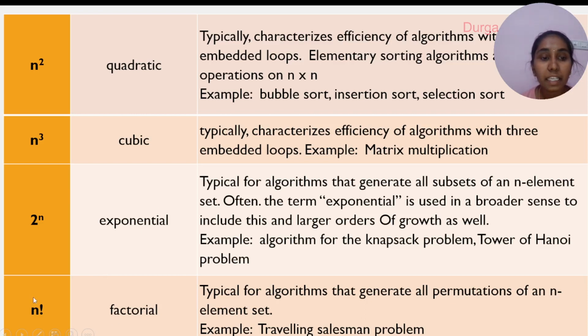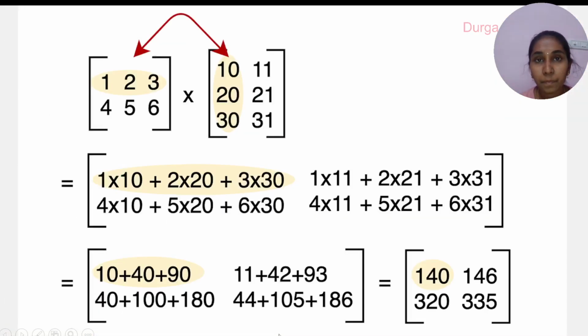And the last one is factorial. We all know for factorial, the time complexity is n factorial. For example, if we want to find out 5 factorial, 5 into 4 into 3 into 2 into 1. So it will take n factorial. Okay, so here the example is the traveling salesman problem.